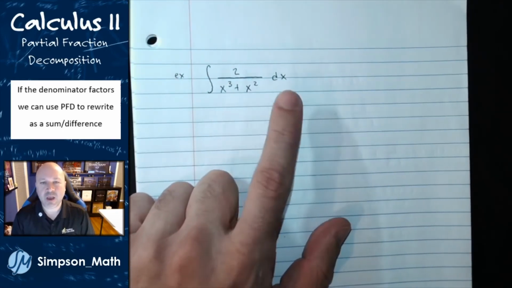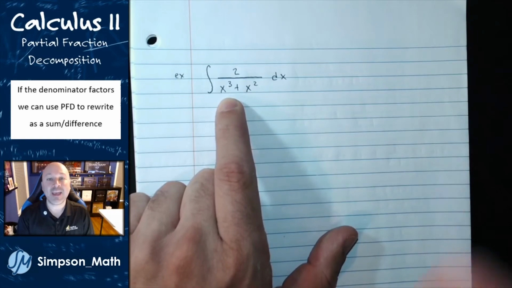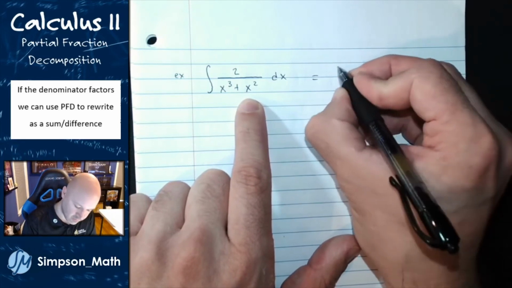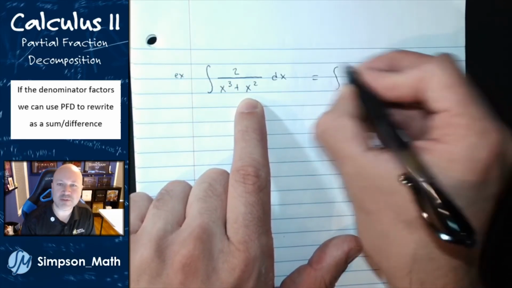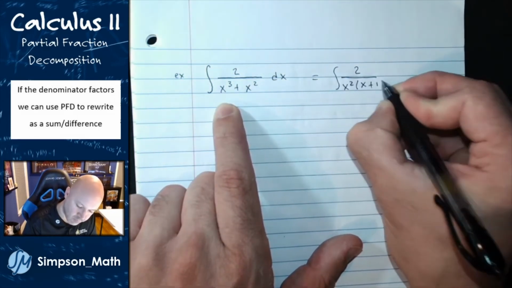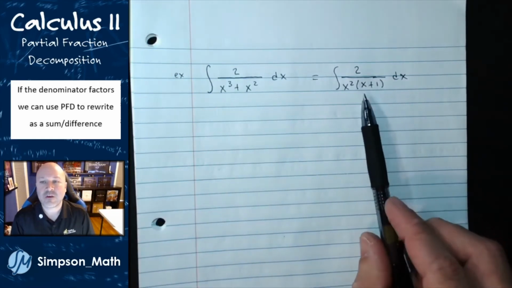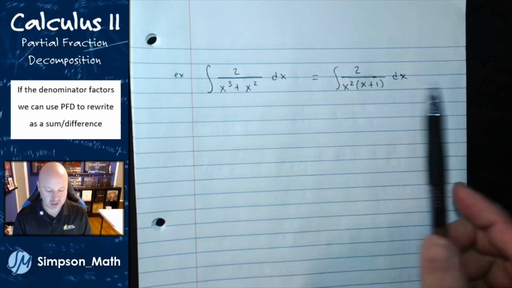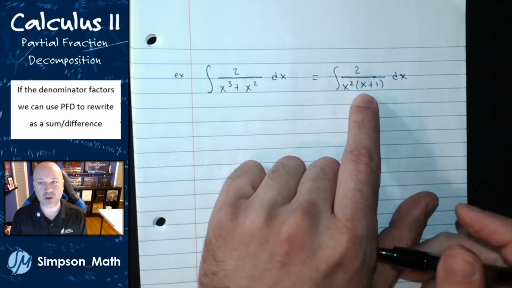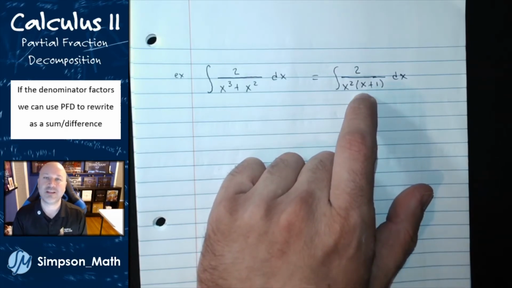U substitution fails me. It does not look like arc tangent, no, but I can at least factor it. I can pull an x squared from the denominator. I could even pull that 2 out, but I didn't do it yet. This integrand has something called a repeated factor. I have x times x times x plus 1. You have to account for that repeated factor when you set up the partial fraction decomposition.